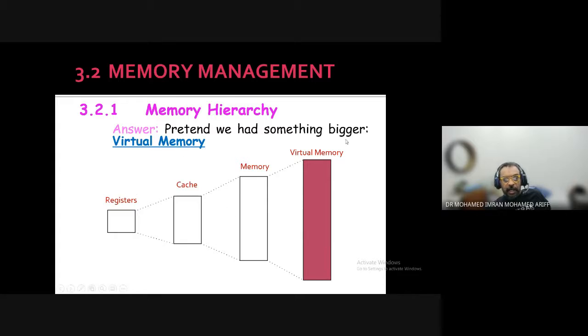So this is the hierarchy. The smallest memory is the register. These two are actually inside the CPU. Memory kat sini, this is your RAM, and this can be your hard disk. And there's also another hard disk, which is the secondary memory. So this is how the hierarchy goes.